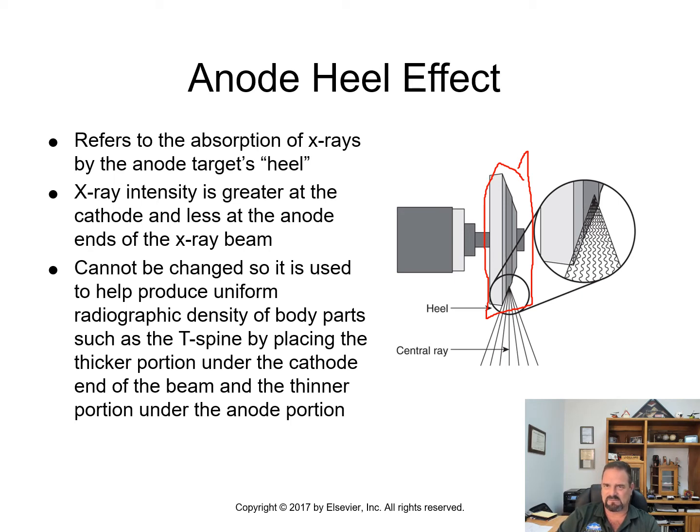You can see that it is spread out as a diagram to show you the wavelengths that are being caused by the X-rays here. So the further we move up onto the actual heel of the anode itself, the more significant the actual radiation production or radiation beam is. So this cannot be changed, so it's used to help produce uniform radiographic density of certain body parts, especially the thoracic spine, by placing the thicker portion under the cathode end of the beam and the thinner portion under the anode portion. So this is an adjustment that creates within itself that's called the heel effect of the anode target.